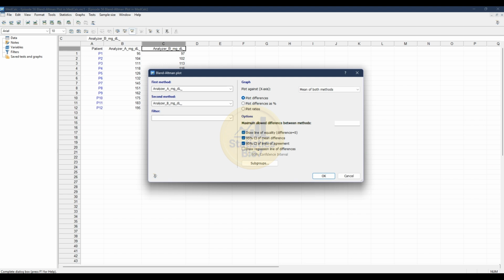And the next one is subgroups. Subgroups allow comparison between groups, for example male versus female, healthy versus disease, and instrument A versus instrument B. The most recommended options for this analysis are: plot against the mean of both methods, plot difference, draw line of equality, 95% confidence interval of mean difference, and 95% confidence interval of limits of agreement. Then click the OK button.